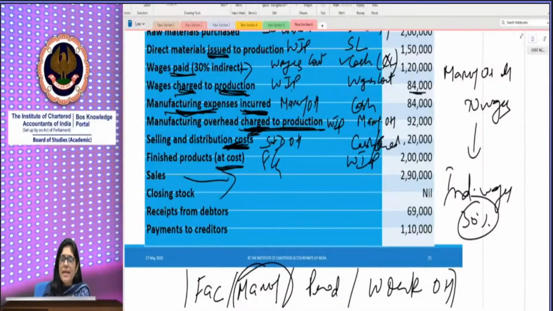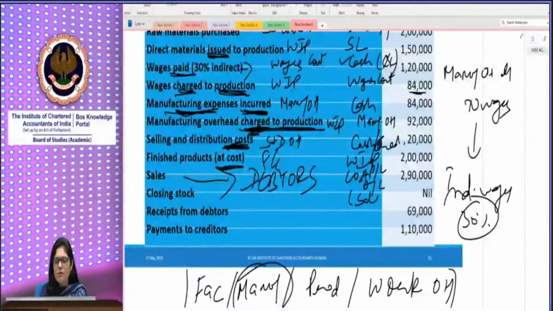Sales. Sales means no cost ledger has to be there. So for sales, what is the entry you pass? Debtors account debit to sales. Debtors will be debited. Here, no CL account. Debtors account debited. You can write costing profit or loss account. Clear? In the bracket you can write sales.